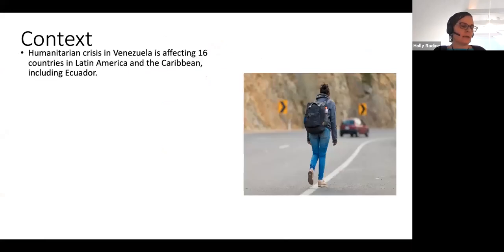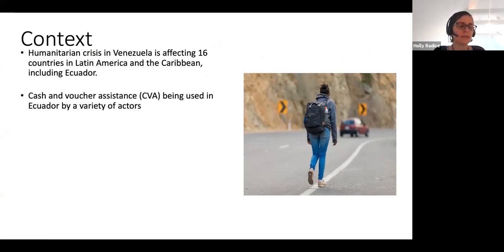A little bit about the context in Ecuador. The humanitarian crisis in Venezuela is affecting 16 countries in Latin America and the Caribbean, including Ecuador. Almost 5 million Venezuelans have fled their country, and about 500,000 are in Ecuador. In response to this crisis, cash and voucher assistance has been used by a variety of actors in Ecuador, mostly under the guise of multi-purpose cash transfers, but also there have been cash transfers and vouchers for sectoral outcomes such as shelter or for WASH.